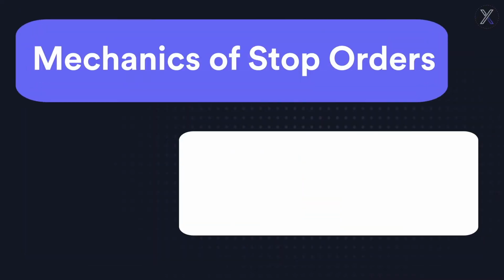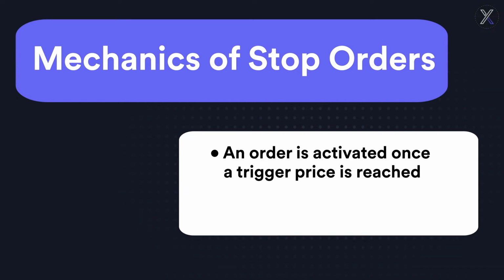Stop orders can be used to limit losses by automatically closing your position when the price falls below, in the case of a long position, or rises above, for a short position, the specified trigger price.